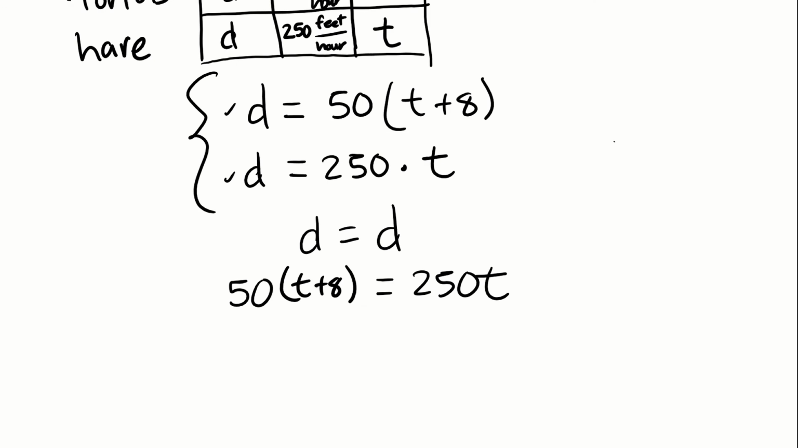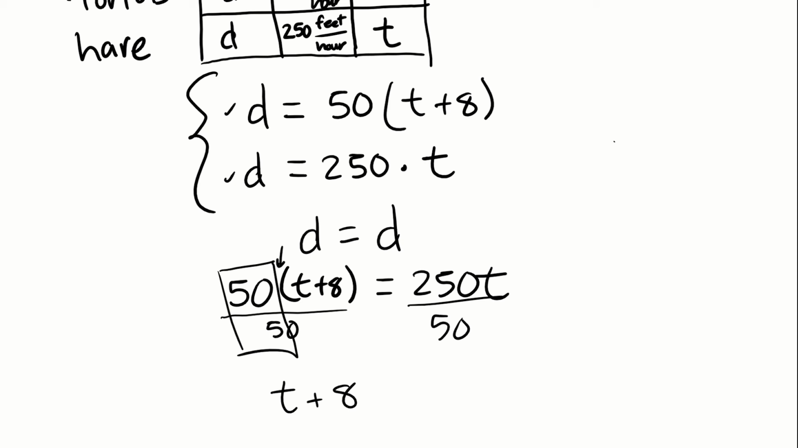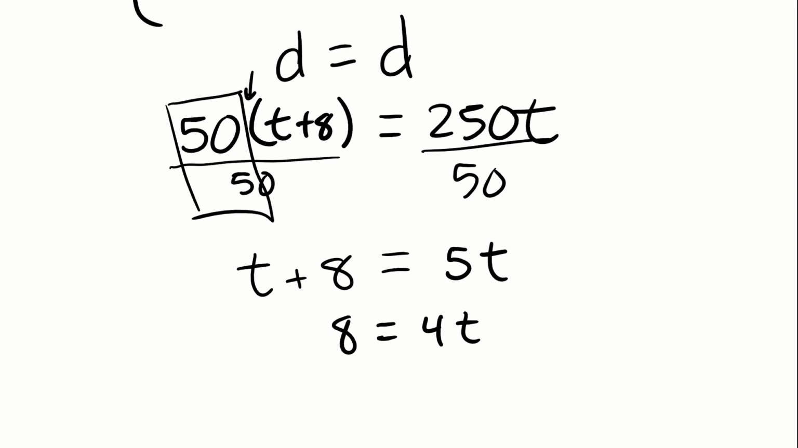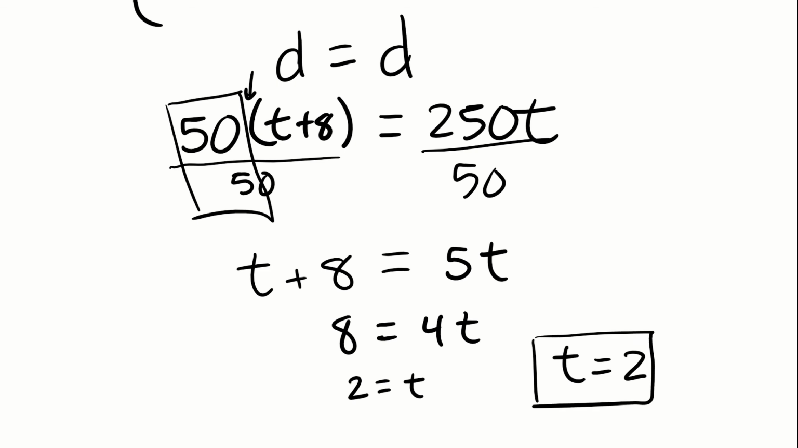So if I distribute this, I don't need to distribute the 50, do I? I could divide both sides by 50. So if I divide this side by 50, this becomes a giant 1. And again, that's multiplication between those things, so it's legit. And then over here, 250 divided by 50, I get the equation that t plus 8 must equal 5t. And don't forget there is a t there. If I subtract t from both sides, I get that 8 is 4t. And then therefore, dividing both sides by 4, I get that t is 2. So the amount of time is 2 hours, but that's not the answer to the question, right?